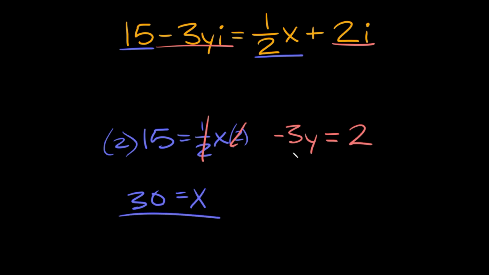And then here for y, we'll divide both sides by negative 3, right, to isolate the y. Those cancel out, and we're left with y is equal to negative 2/3.